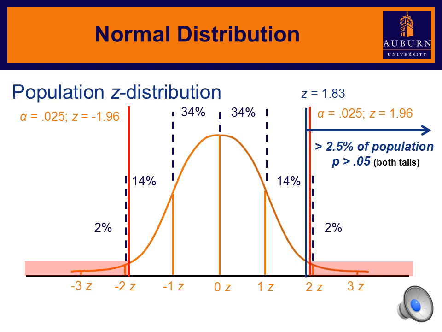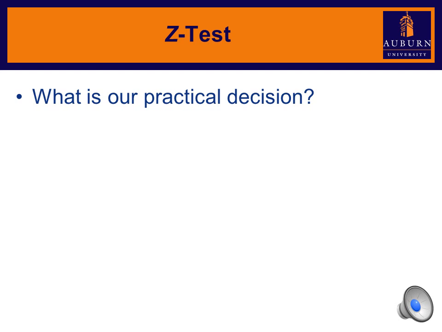hypothesis. In essence, what we're concluding is that the new and the old training program have the same level of performance. So performance does not appear to have increased at a greater than chance level. In other words, we're saying that the z-statistic that we calculated, 1.83, happened with a greater than 5% chance. So that was our statistical decision.